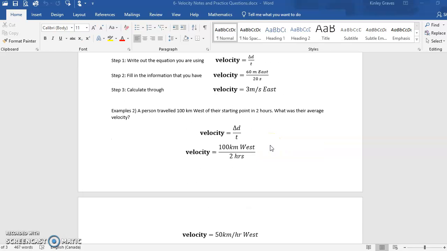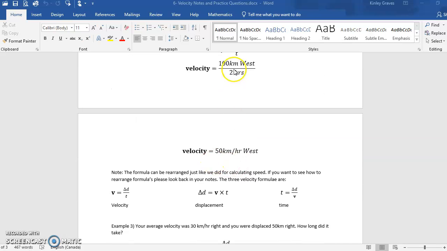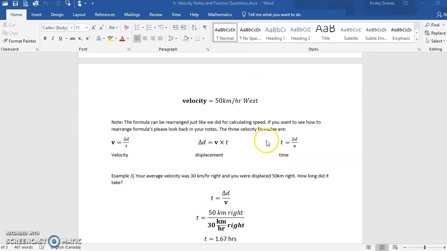If we want to look at a second example, a person traveled 100 kilometers west of their starting point in 2 hours. So what was their average velocity? Again, we're writing out velocity is equal to displacement divided by time. Velocity is equal to, we look at our displacement of 100 kilometers west, put that on top, and it took 2 hours, so we divide by 2 hours. So this is what our equation ends up looking like. So 100 divided by 2, velocity is equal to 50 kilometers per hour west. Make sure that you're including that direction, it's very important.